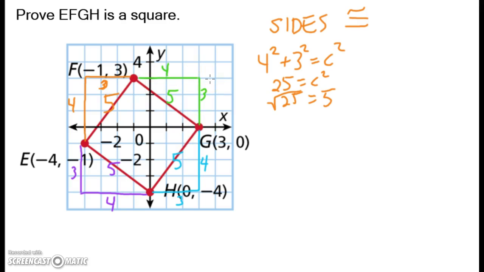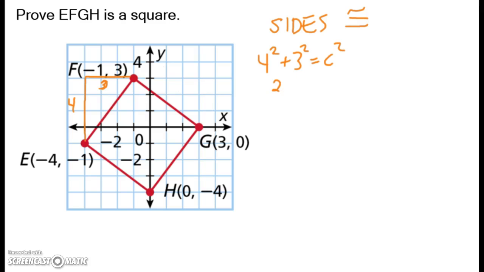But that doesn't make it a square, because a rhombus could also have all sides that are 5. To prove that this is a square, I need to prove that these corners are 90-degree angles. Well, to prove that the corners are 90-degree angles, I need to check their slopes. All right, so let me back a lot of these labels out of here, sorry. Okay, so now I want to check their slopes.